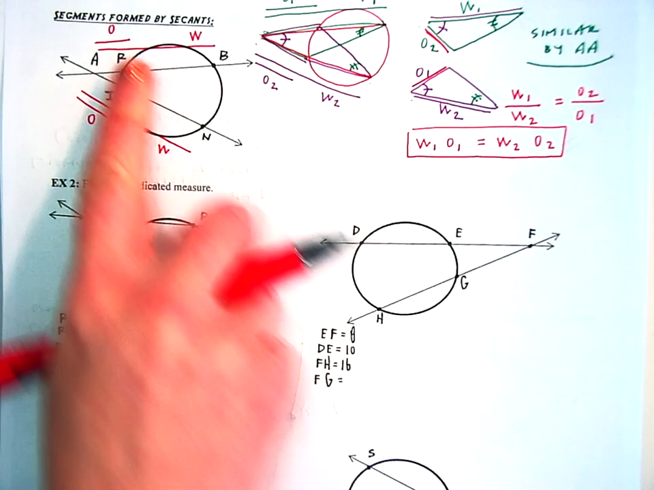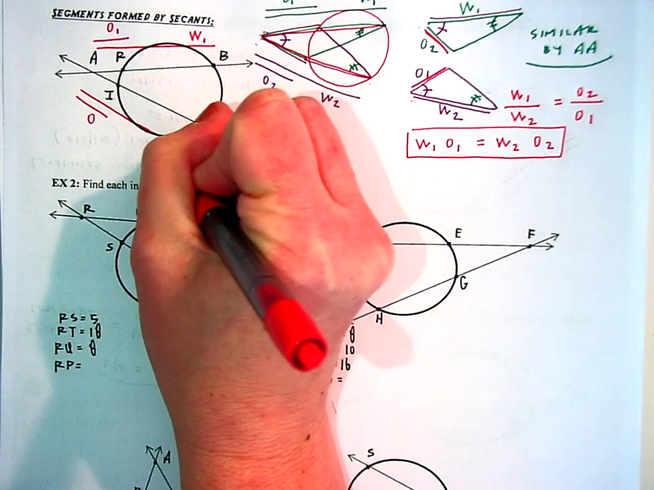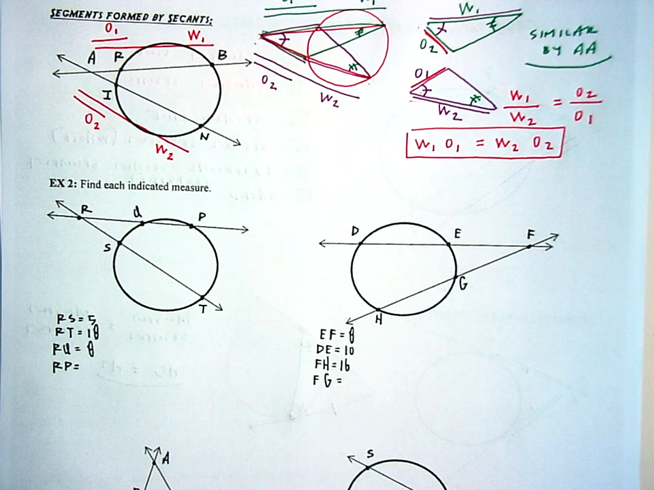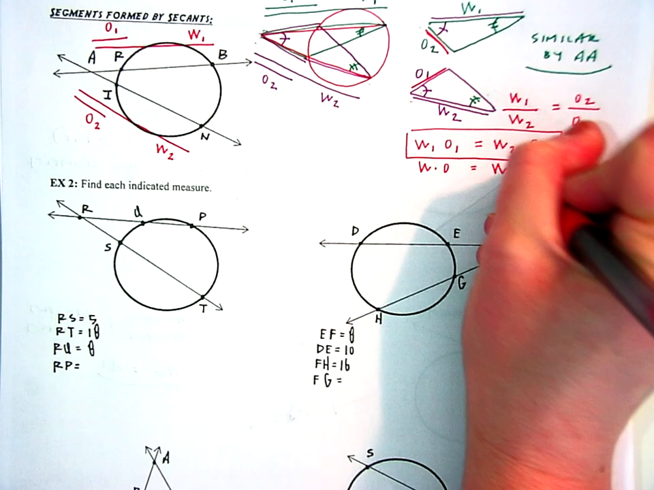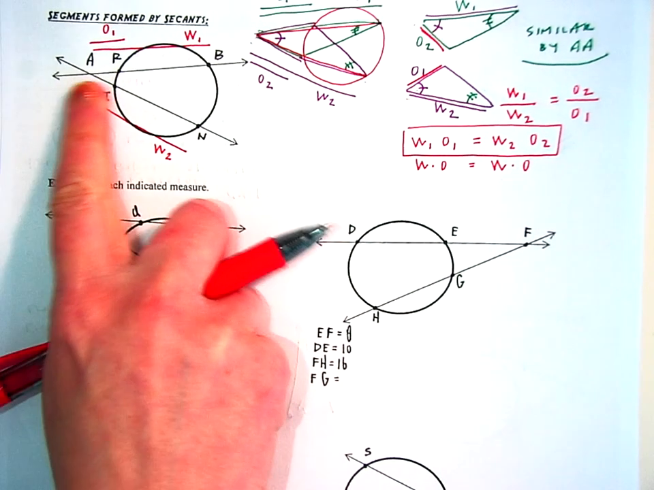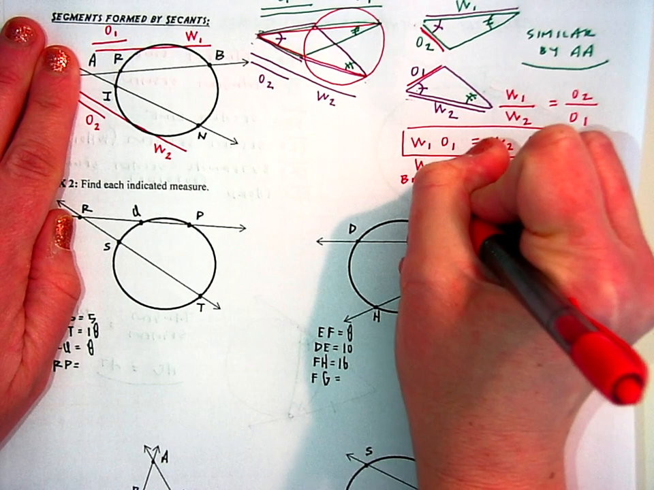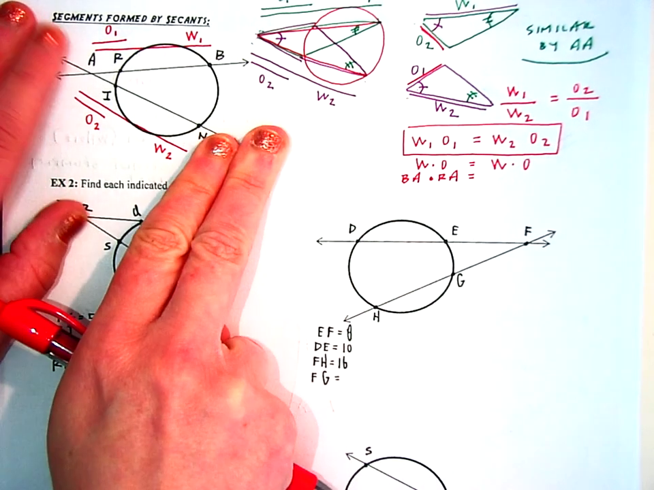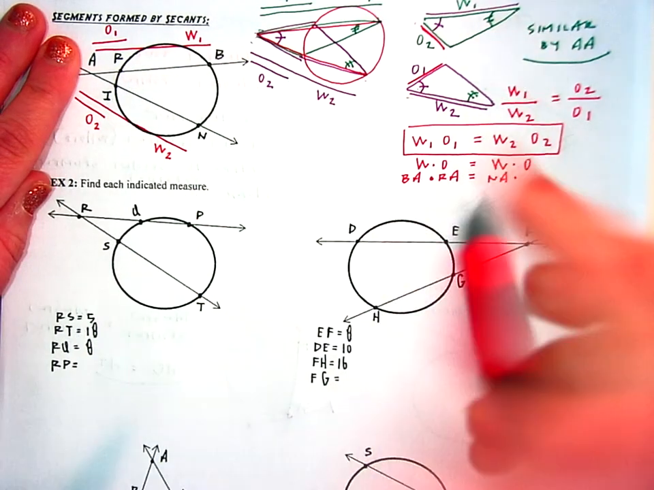Okay, and if I go up here and add those little sub numbers, here is my whole 1, my outside 1. Here was my whole 2. Here was my outside 2. So often you'll hear me just say whole times outside equals whole times outside, and I don't add in those little sub numbers. I often just write it like this. Whole times outside equals whole times outside. So if I was applying it to this diagram, my whole here would be BA, that measure times the measure of RA would be equal to this whole, NA, times this outside region, which would be IA.